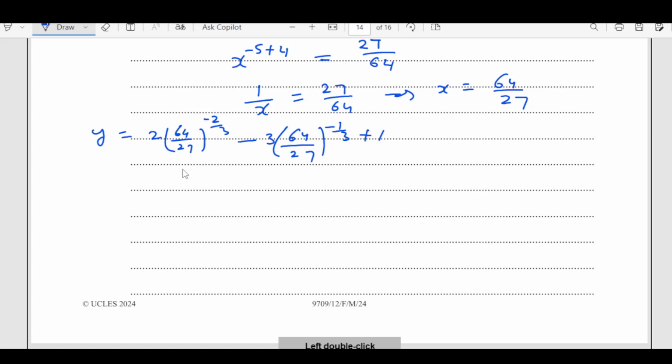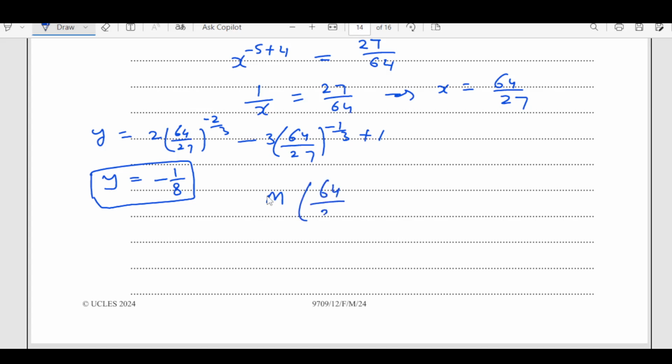Once you calculate this, it's just a calculation. So we are getting y as negative 1 over 8. So please manage this calculation. Now what will be the coordinates of M? The coordinates of M: we have 64 over 27, we got x here, and y is negative 1 over 8. So this is our final answer, right?